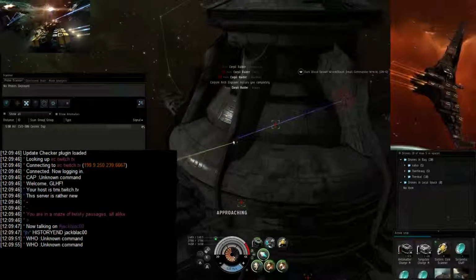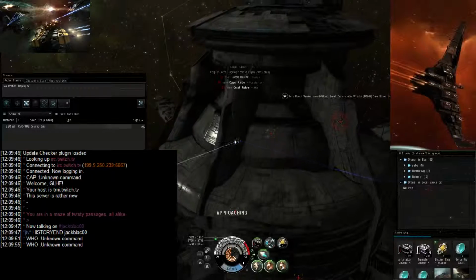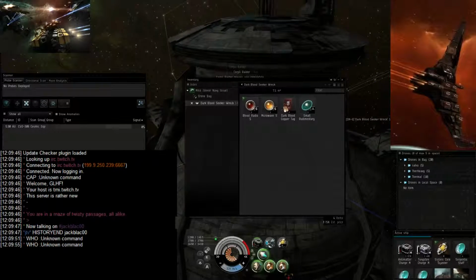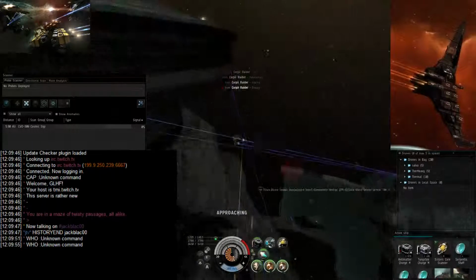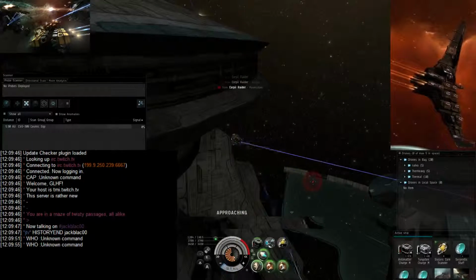Okay, so going for the loot, and then just warping off. Okay, so that was the... I think this was the third part of the following the blood escalation.